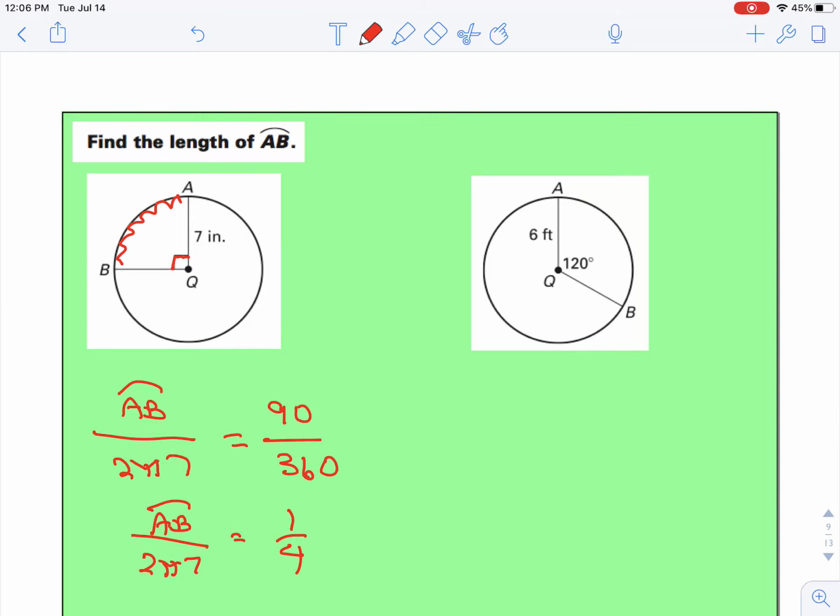Equals 1/4. So now I'm going to cross multiply, or actually, to solve this, I don't even have to cross multiply. If I notice that, I can just multiply by 14 pi. So then arc AB would be equal to 11 inches, approximately.